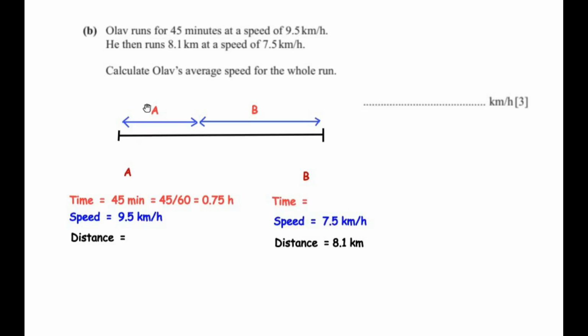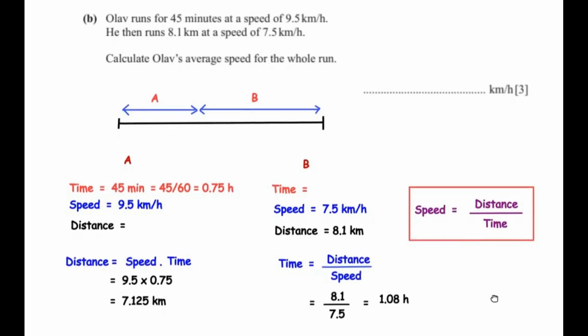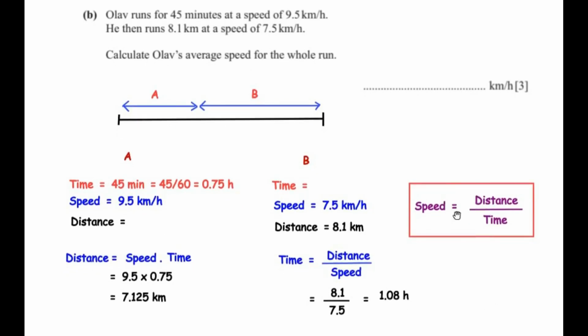Now let us try to find out the distance covered in part A of the journey. Now the formula relating distance, speed and time is speed equal to distance over time. Now using this formula we are going to find out the missing data, that is distance for part A of the journey and time for part B. So for part A we are going to rearrange this formula for finding the distance. So distance will be equal to speed multiplied by time. So here we have the speed as 9.5 and time as 0.75. So multiplying these two gives the distance as 7.125 kilometers.